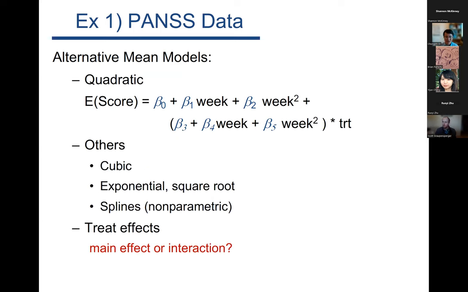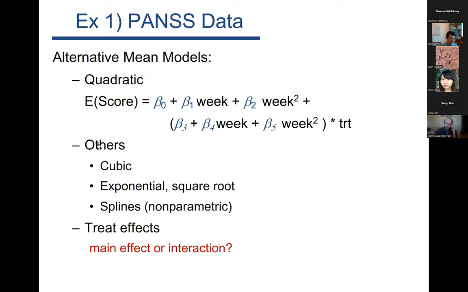Now, some people might think, maybe I'm thinking about a quadratic model to allow a quadratic relationship. You can do that too. In that case, you would be using a quadratic form of week. You have the linear form and you have week squared to indicate a quadratic relationship, right? For both the reference group and the treatment group. So that means you assume a quadratic relationship in both cases.